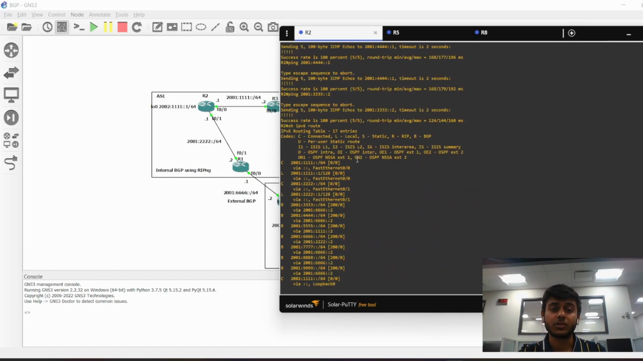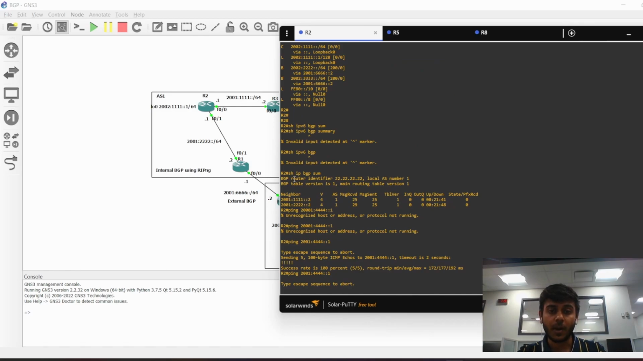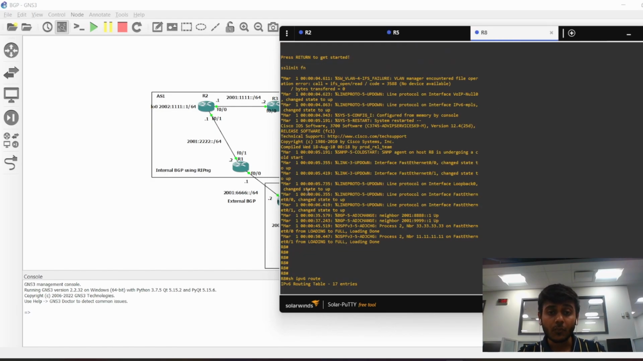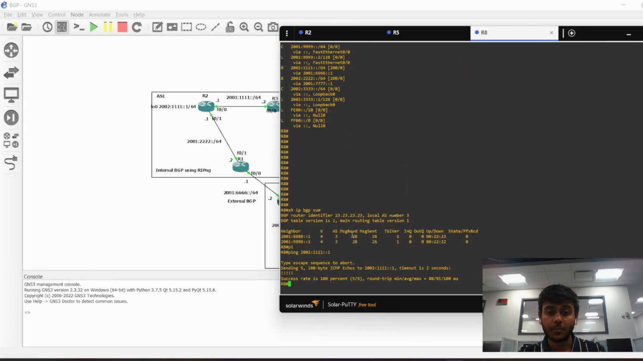Now I'm going to walk through the routing table. Here's the routing table for router 2, and here's the IP BGP summary of router 2. For router 5, here's the routing table, and here are the different networks which the router has learned via BGP. Here is our routing table, and here's the IP BGP summary. This was all about the working of the project, and that's how we implemented BGP.